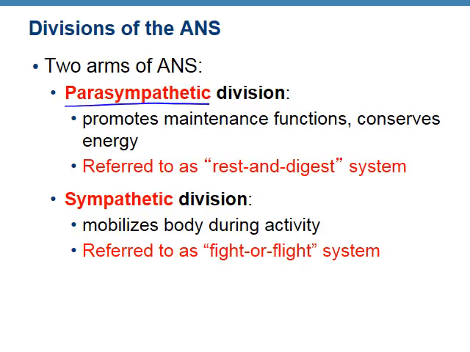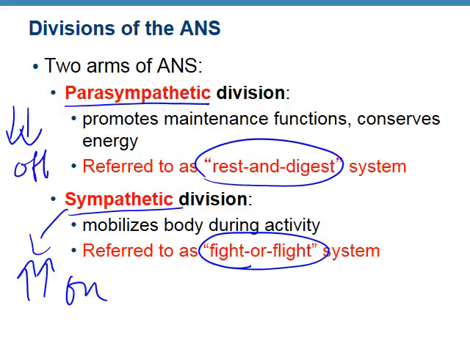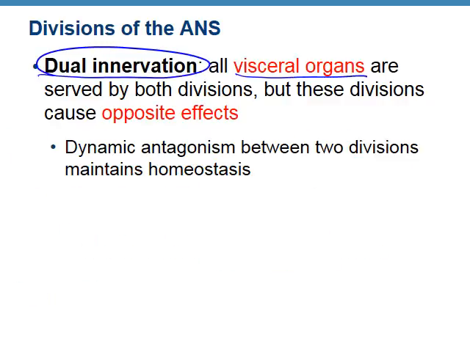When we look at parasympathetic, most people will refer to this as rest and digest. And when they see sympathetic, they will say fight or flight. For that reason, most people talk about sympathetic kind of turning on and parasympathetic as turning off. It's a little bit more complicated than that. Have to make sure that we understand that all visceral organs are dually innervated by both divisions. So you're going to have sympathetic and parasympathetic nerve fibers innervating all of your visceral organs, but these divisions cause an opposite effect. So the whole point is to maintain some sort of homeostasis.